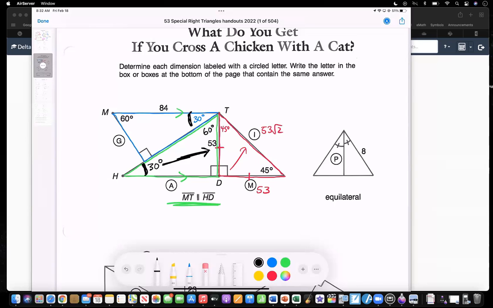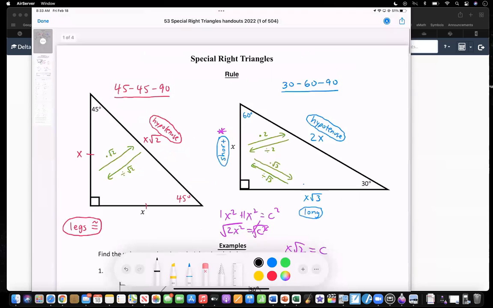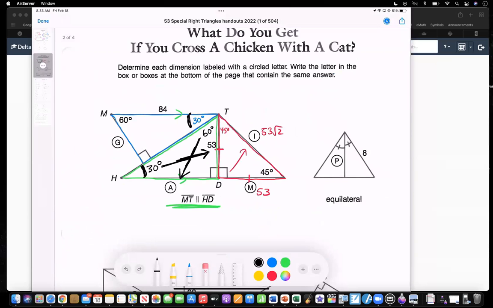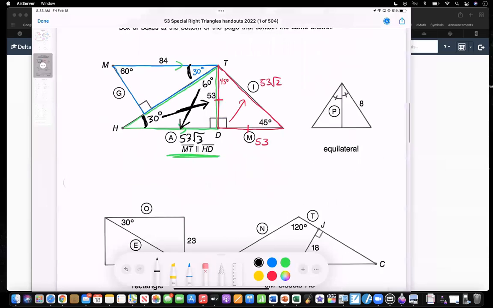So if I want to go from the short leg, so we need the long leg here, right? So that's the A. Okay, so remember, short leg to long leg, we multiply by radical 3. So if I want to go from the short leg 53 to the long leg, this would be 53 radical 3. Okay, I know I could also do this one if I want. So I double it, we get what, 106. So that would be how I figured that one out.